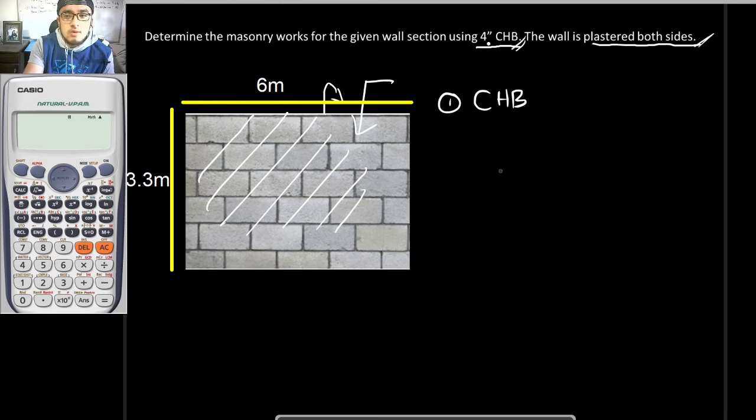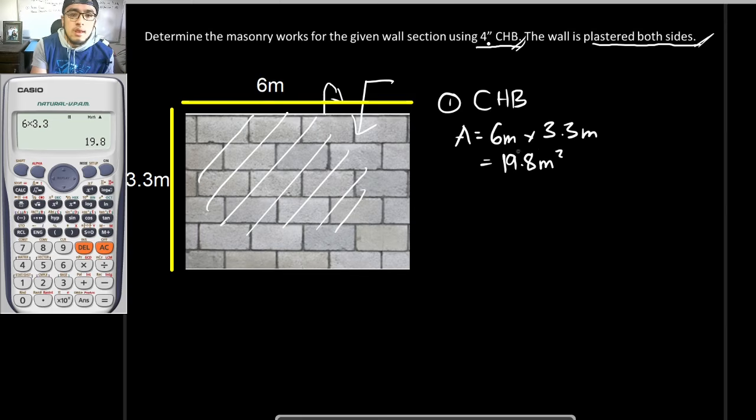So the first step is to get the area. So area is equal to, self-explanatory, that would be 6 meters by 3.3 meters. So solving this, we would be arriving at an answer of 6 times 3.3 equals 19.8. So our area would be 19.8 square meters. So this would be the area of the wall. And once again, to get the number of concrete hollow blocks, we must multiply this by 12.5.